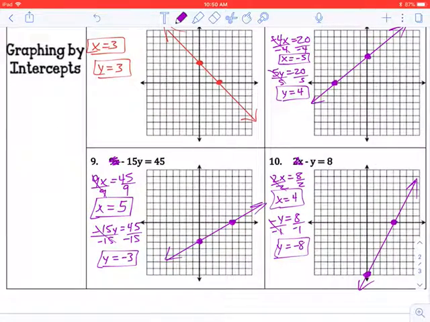That's finding the intercepts. So next we're going to talk about vertical and horizontal lines and then linear equations with word problems.